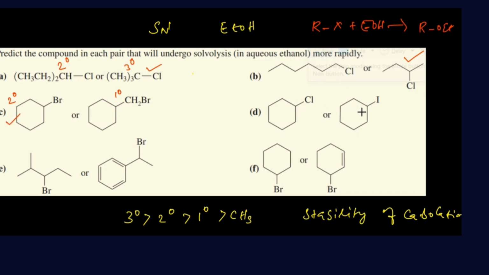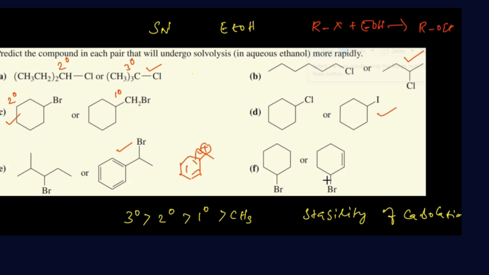Here both are secondary, but iodine is a good leaving group, so this will go faster. Here you see both alkyl halides are secondary, but this one is connected to the benzene. Here it will form a benzyl carbocation, which is more stable than the tertiary. That's why this will go faster, because it can easily be stabilized by resonance. So this one will go faster.